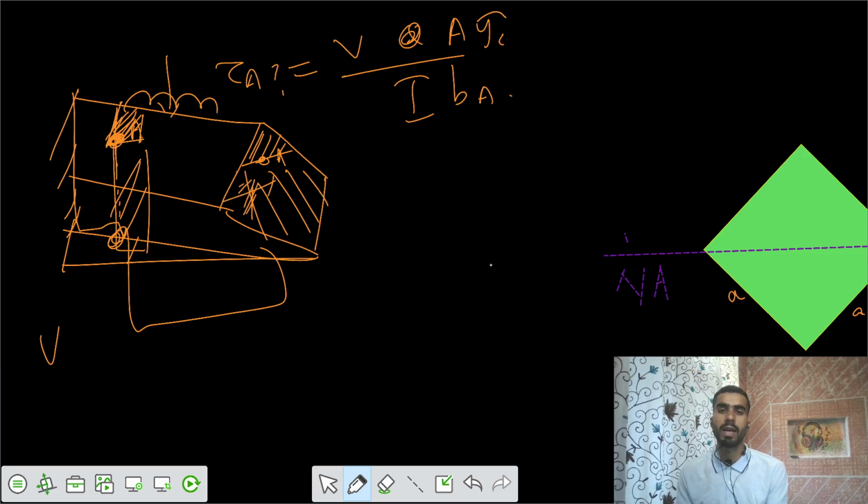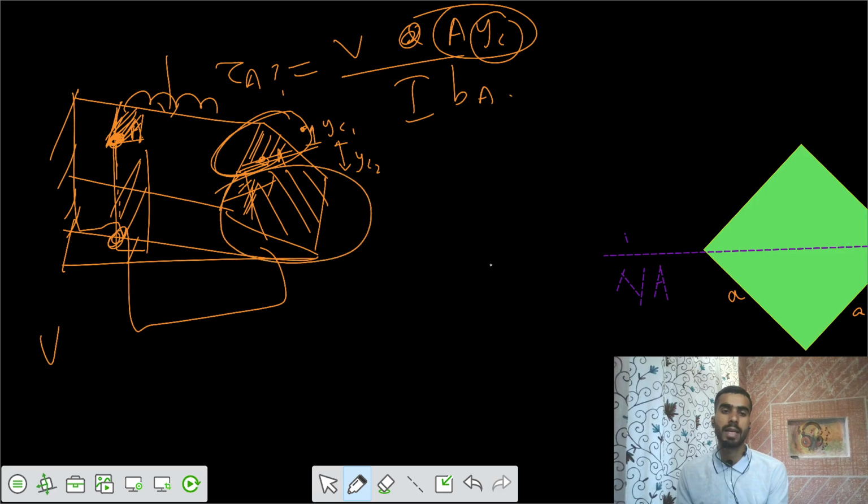And the yc is the centroidal distance of that area. If you take the area above, that is yc1, or if you take the area below, that's yc2. So that is the first moment of area. Either you take the first moment of area of the first area, or of the second area. That's up to you. About the neutral axis you have to take.